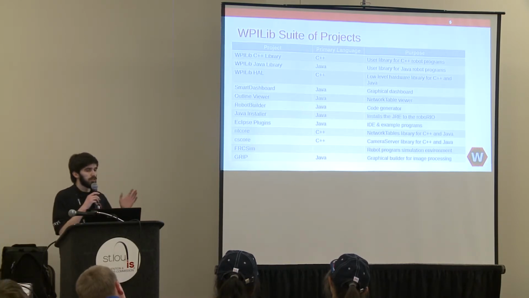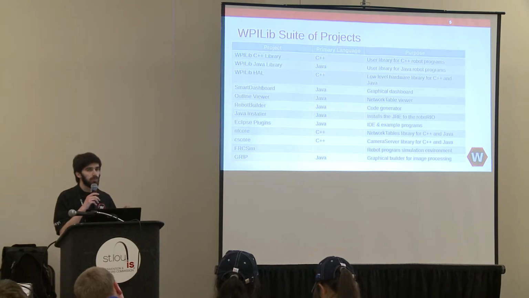So Outline Viewer just lets you see everything in network tables at any time. It lets you add stuff into tables, it lets you delete stuff from network tables. It makes it really easy to debug stuff that's going on in your robot without having to fire up Smart Dashboard and worry about layouts.